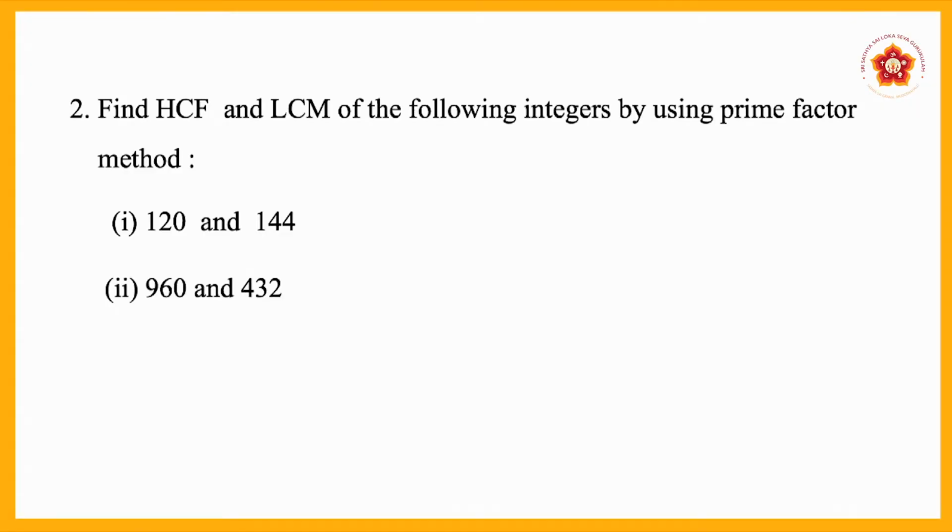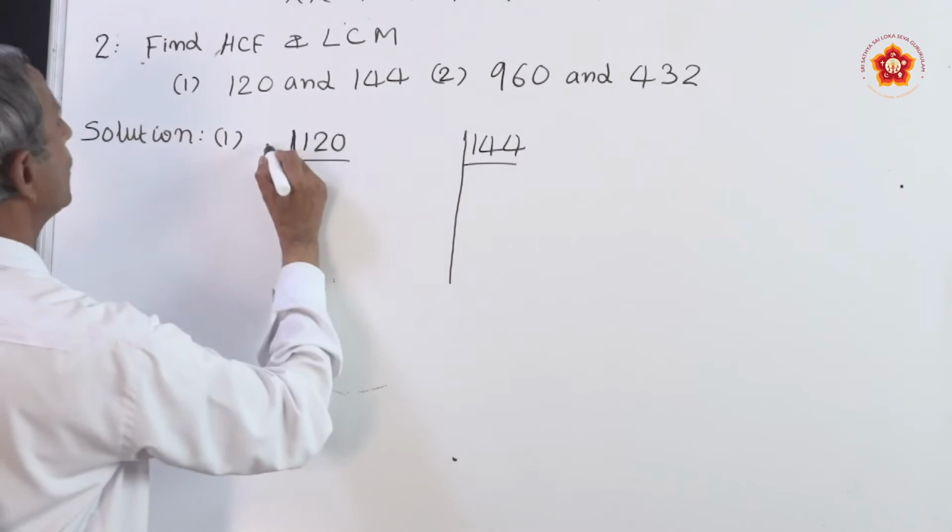Now, second problem, find HCF and LCM of the following integers by using the prime factor method. The first problem is 120 and 144. Now, let us find the prime factors of 120 first. It is an even number, so it is divisible by 2 only.